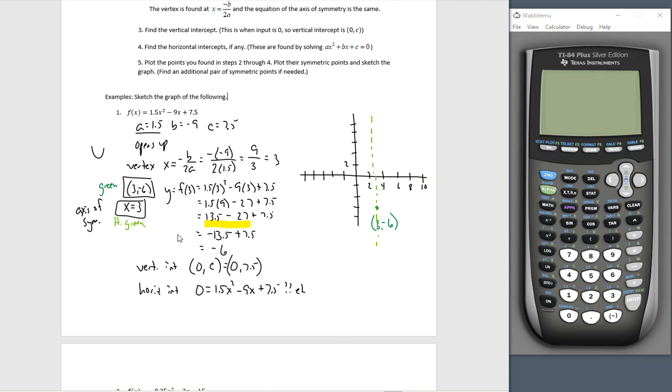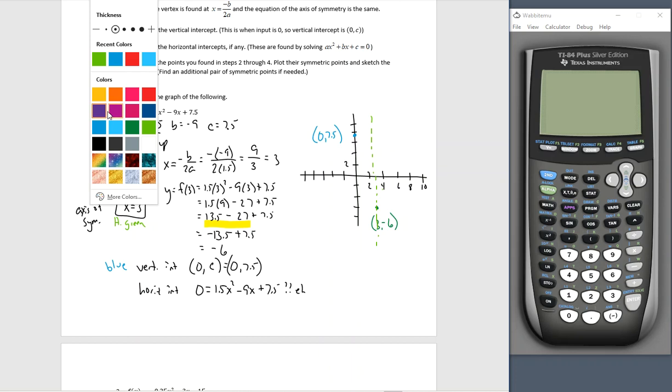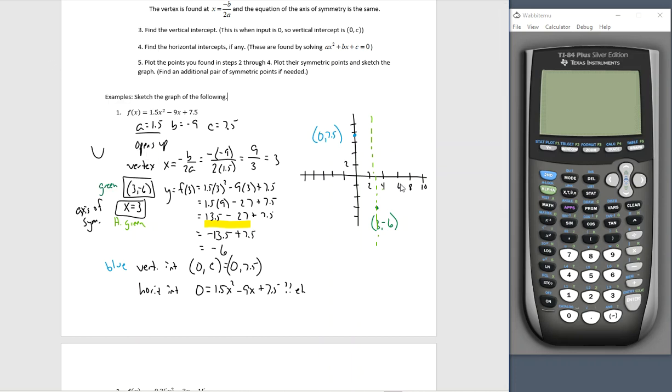So check this out. When we have our vertical intercept in blue, 0, 7.5, so that's 2, 4, 6, 8, 7.5, we'll put right there. And I'm going to label it over here, 0, 7.5. What this axis of symmetry tells me is that, let's use purple. Purple's good. At the same distance away, notice how this is 3 units away. If I go 3 units on the other side, it'll be the exact same height.